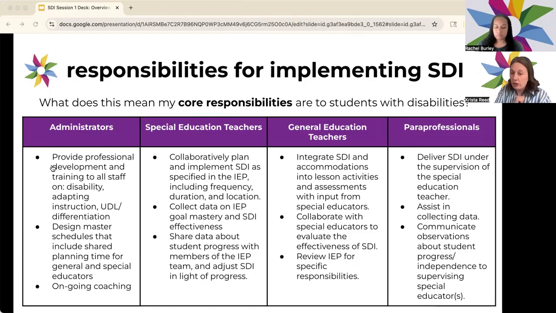So whether you're an administrator, a general ed teacher, support staff, related service provider, or paraprofessional, we all play a role in making sure that students get the instruction that they need to address their disability-related needs. So find your role on this chart and look to see, does this reflect my reality? Are there things that I need to be doing? Am I already doing many of these things? It's an important pause point.